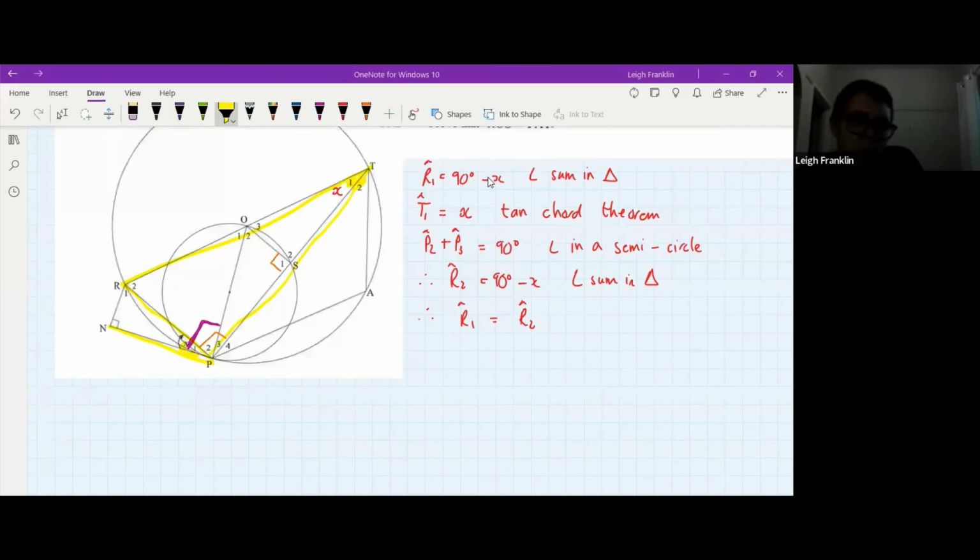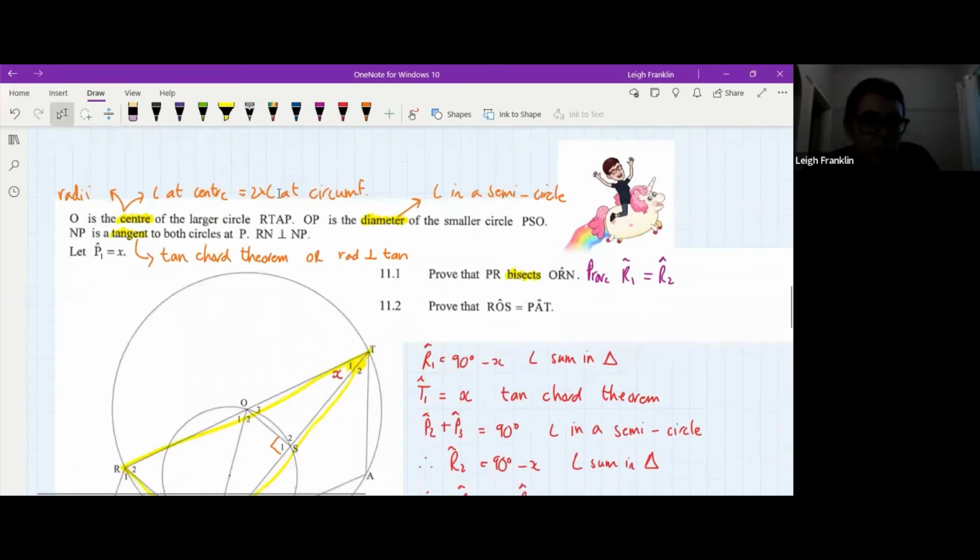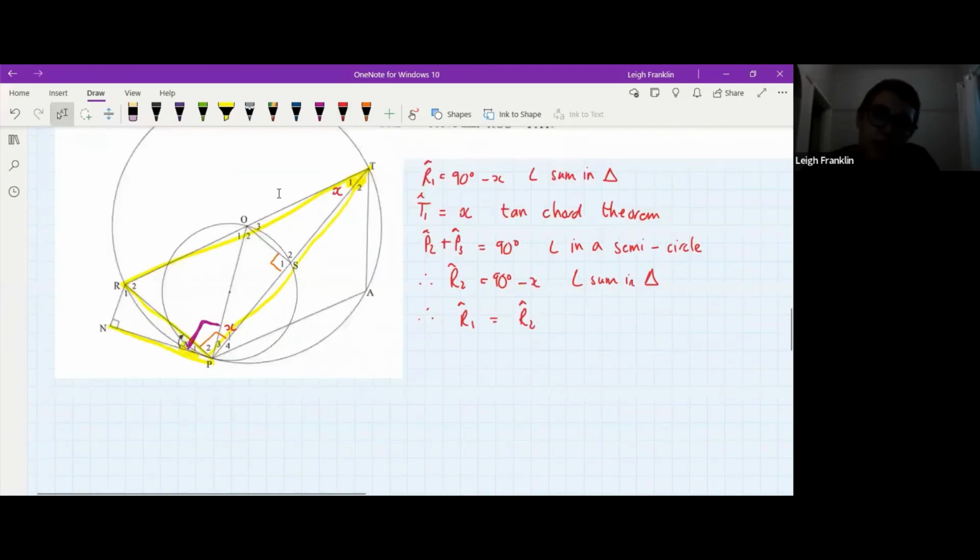Pedro, please explain why P1 equals P3. Okay, P1 equals P3 because, do you remember in the beginning someone had spoken about radii? OT equals OP equals OR. So if OT and OP are equal to one another, then P3 also has to be X because of angles opposite equal sides. Yes, because of radii, absolutely. It's angles opposite equal sides.